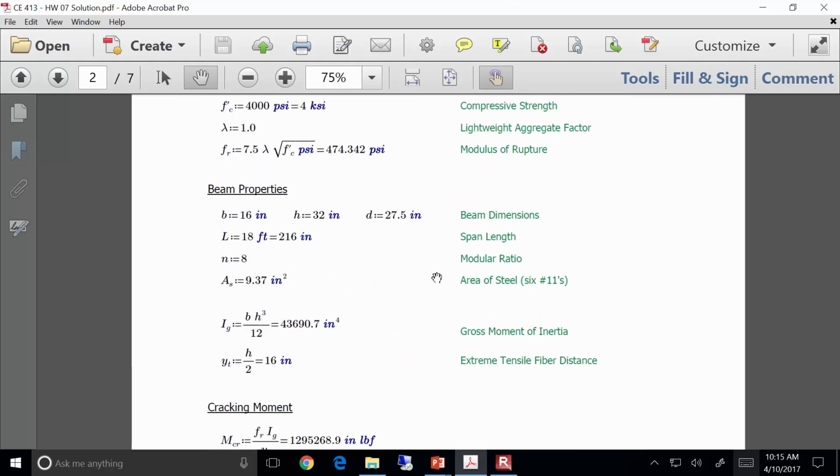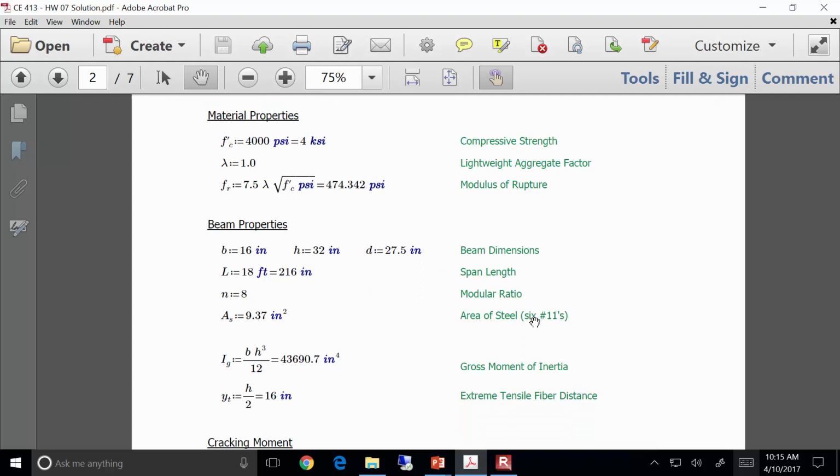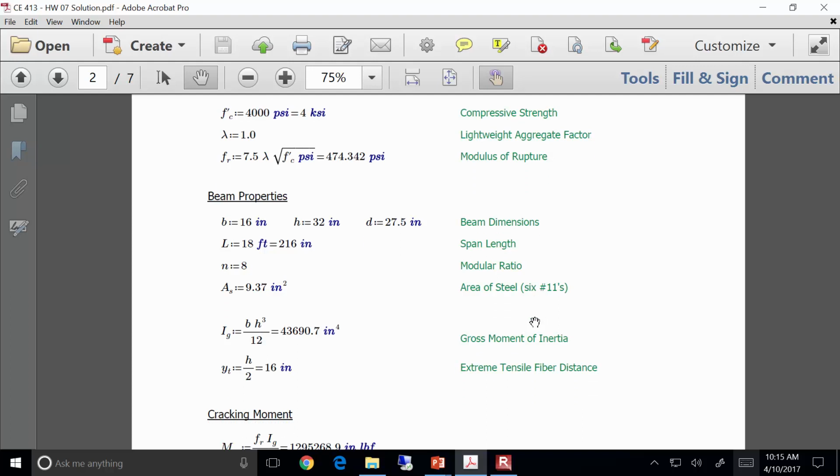Let me go through the homework real quick. So on problem 1, you have material properties, pretty straightforward. Beam properties, you have a beam that's 16 inches wide, 32 inches tall. The effective depth is 27.5 inches. It's 18 feet or 216 inches long. The modular ratio is 8. Now the area of steel at 6 number 11, so it's 9.37 square inches. Gross moment of inertia and extreme tensile fiber distance as follows.